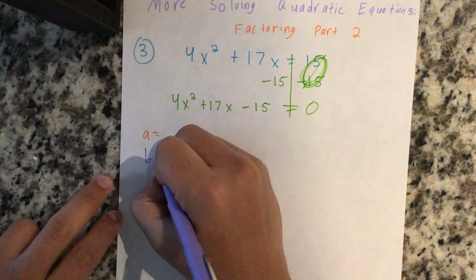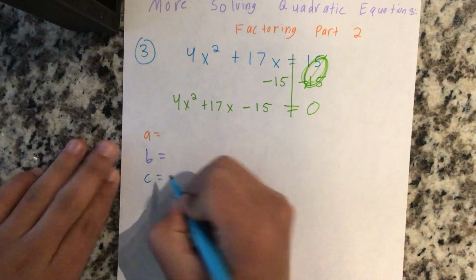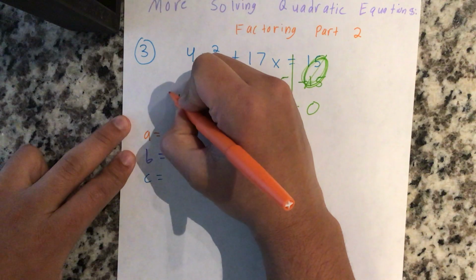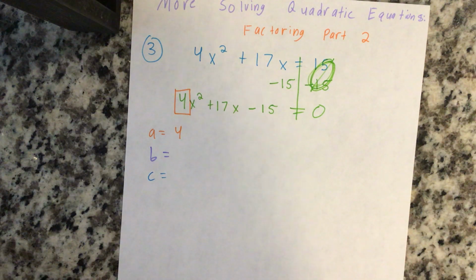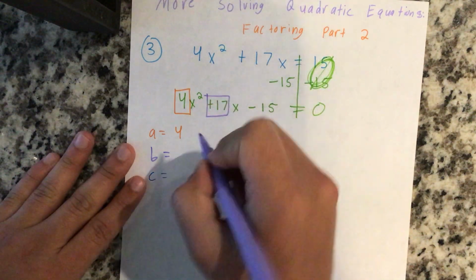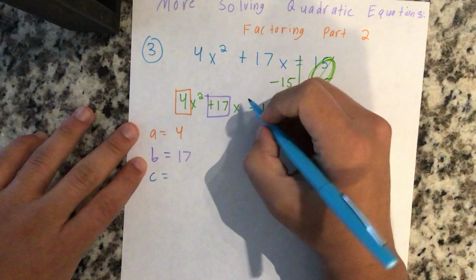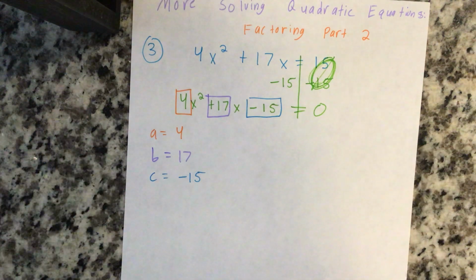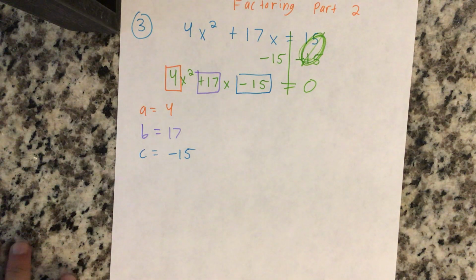So I have A, B, and C. Okay? So A, easy. Whatever's in front of the x squared. So we box that. My A is 4. Okay? B, whatever's in front of the x, or the variable by itself. Positive 17. And then C, the constant, it is negative 15. Okay? Hopefully that is a review. We've been doing this for a week now.